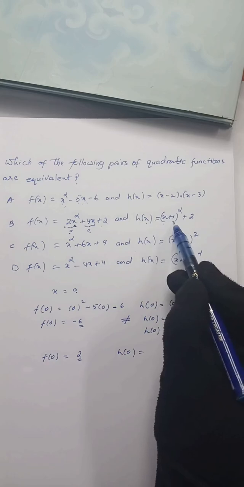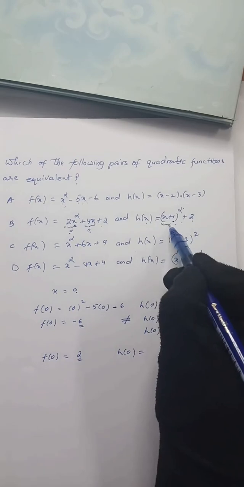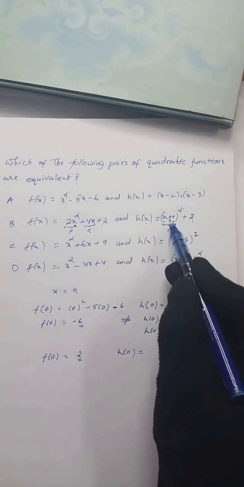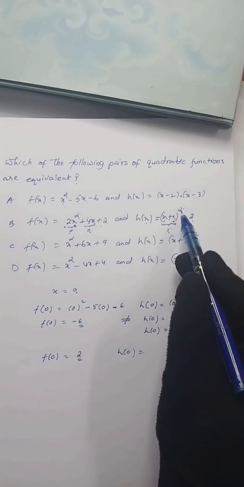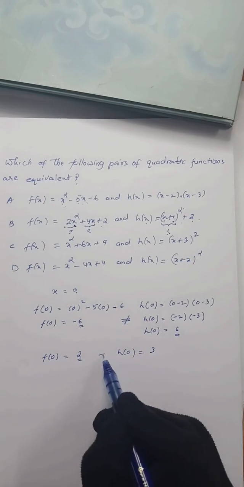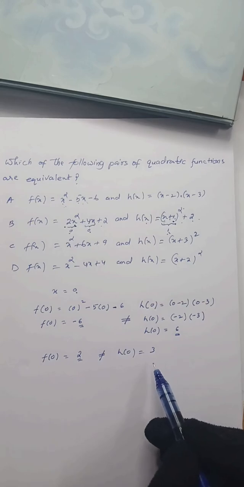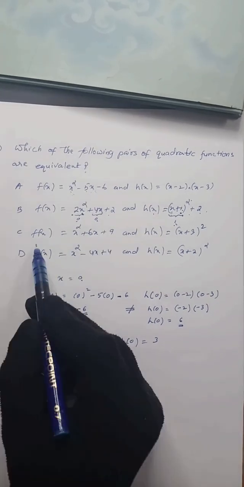square plus 2. 0 plus 1 is 1. 1 square is 1. 1 plus 2 will give you 3. Again, these two functions are not equal because here we're getting 2 and here we have 3. Now let us go to this.